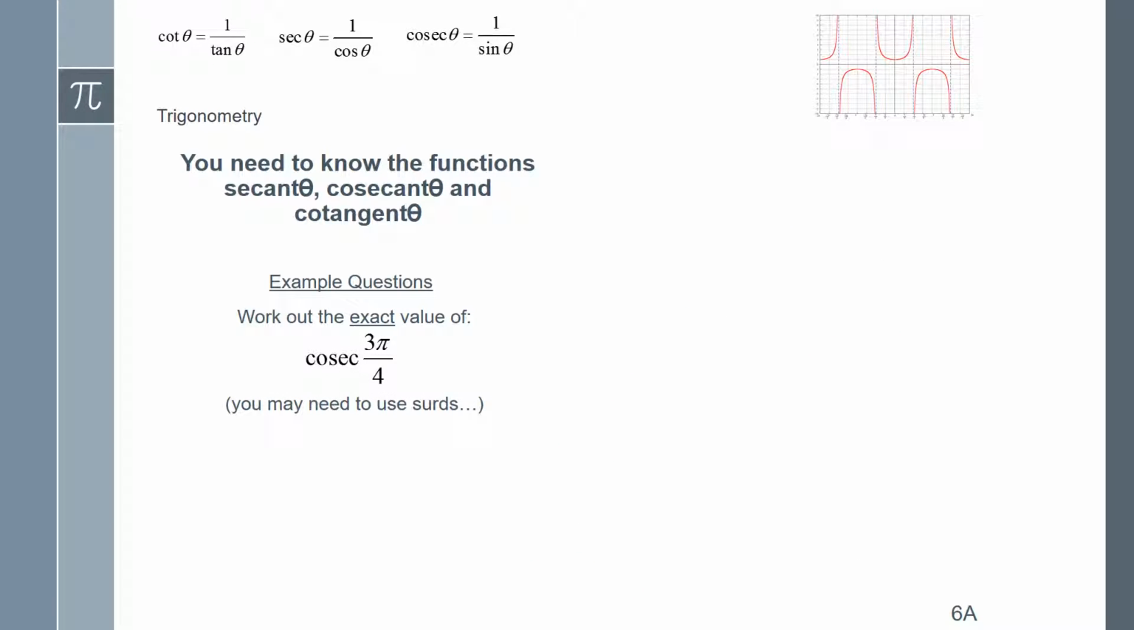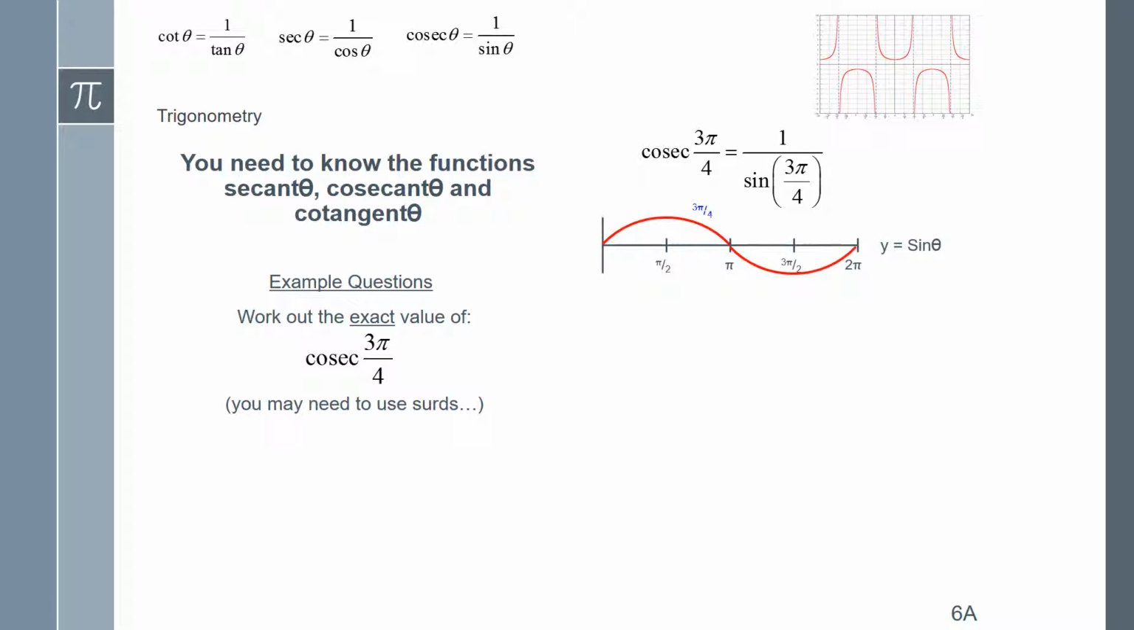Work out the exact value of cosec 3 pi over 4. We're in radians now, we can tell that because pi's have cropped up. So cosec 3 pi over 4 is the same as 1 over sine 3 pi over 4. If we draw a quick sine graph, 3 pi over 4 is pi over 4 above pi over 2. So if we go pi over 4 below pi over 2, we're at pi over 4. So it's the same as 1 over sine pi over 4. Pi over 4 you may or may not recognise is basically the same as 45 degrees.